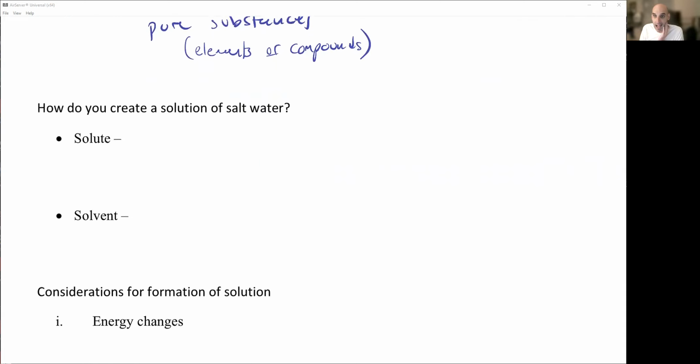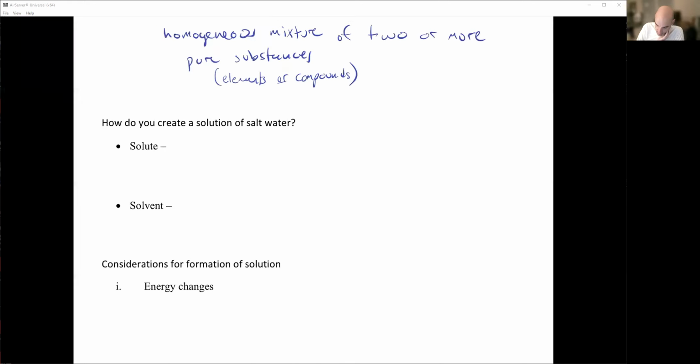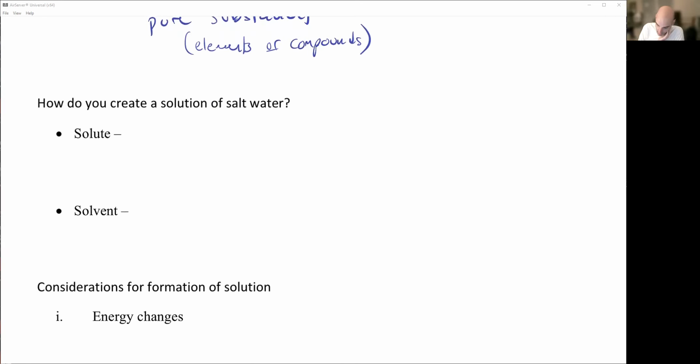So how do you create a solution of salt water? We have two things here that we need to consider. We've already kind of talked about this, so you should recognize these terms. The solute is the substance in lesser quantity.